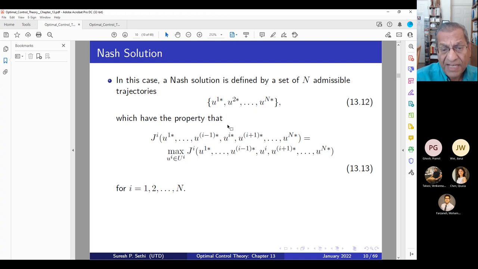Remember, when he changes Ui star to Ui, all the other people are staying at their equilibrium solution. So what we are saying is, this is a Nash equilibrium if the ith player changes his strategy, he loses. If the first player changes his strategy, he loses. If the second player changes his strategy, he loses. If the ith changes his strategy and all others don't change, then he loses. That is the main idea. One person is changing, everybody else is not changing, then that is a Nash equilibrium. If one person changes while the others stay the same and he can improve his lot, then it's not a Nash equilibrium. So there are two ways to define Nash equilibrium. One way is, you lose when you change. The other one is, if you gain by changing, then it's not a Nash equilibrium. So one defines Nash equilibrium, the other defines what is not a Nash equilibrium.